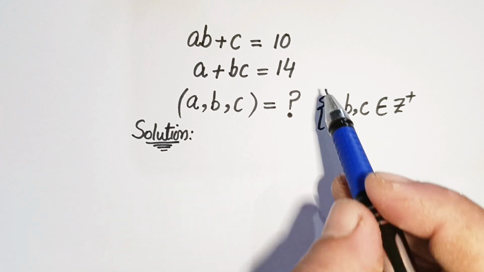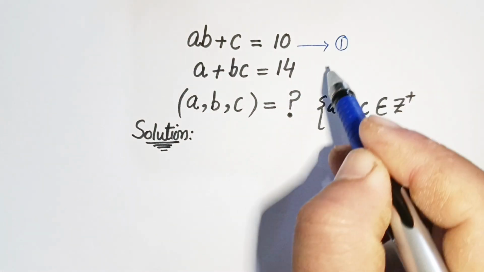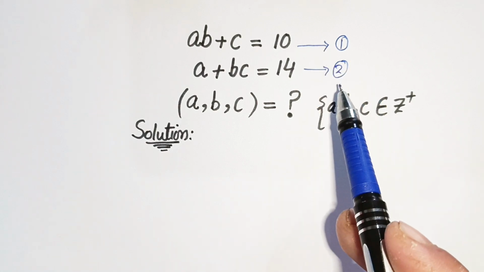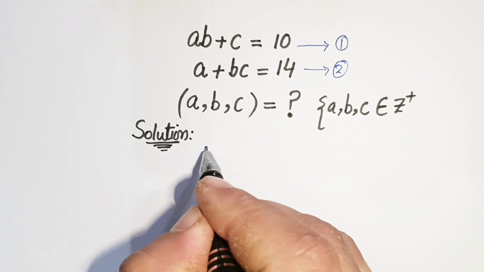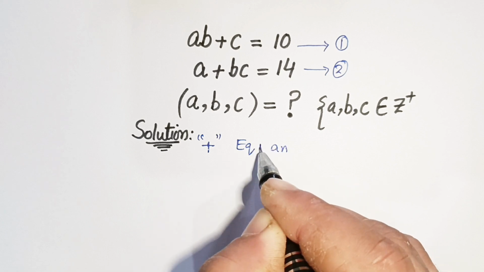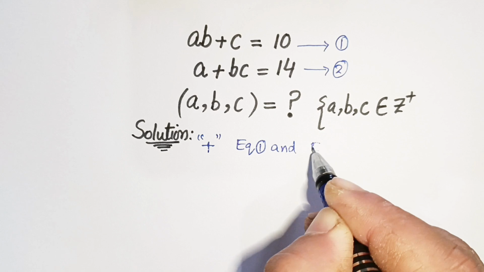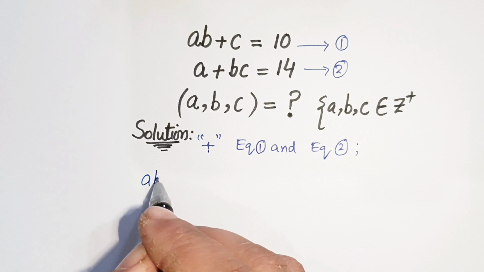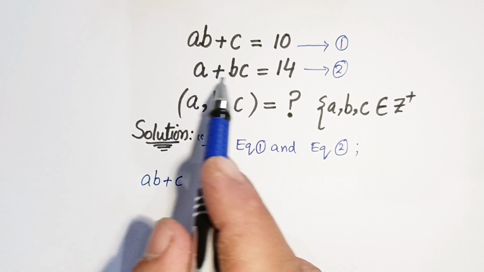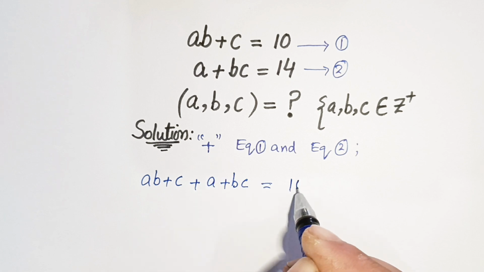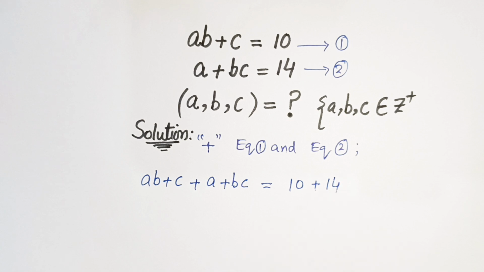So starting our solution, first of all, let's say it is our equation 1 and it is equation 2. Now we are going to just add equation 1 and equation 2. Here we have ab plus c, the left hand side of equation 1, and the left hand side of equation 2 is a plus bc. We have just added. Similarly 10 plus 14, the right hand sides of equation 1 and 2.